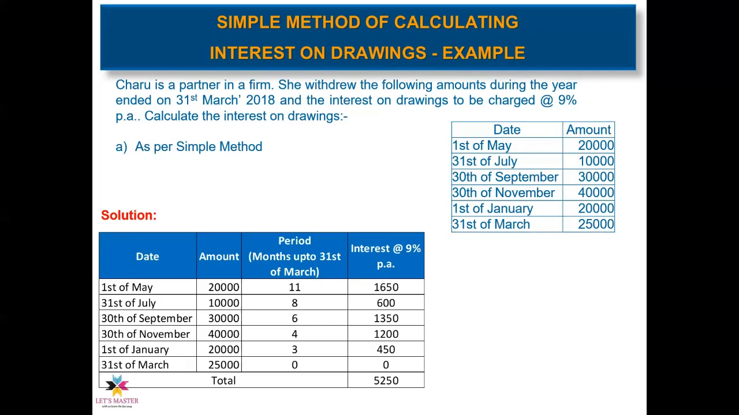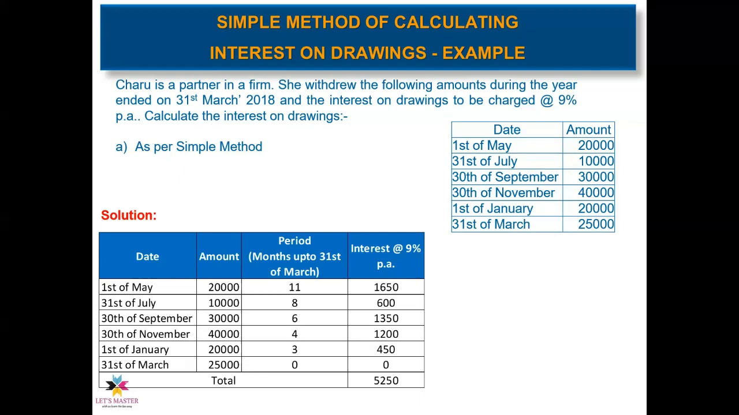So if the amount was withdrawn on 1st of May, then this amount of 20,000 would be used by Charu for 11 months. So we have calculated interest on 20,000 for 11 months at the rate of 9% per annum. Similarly, the second amount was withdrawn on 31st of July, which means on the 1st of August. So from August till 31st of March, the time period is of 8 months. So we have calculated interest on 10,000 for 8 months at the rate of 9% per annum. That's how we have done the calculation.